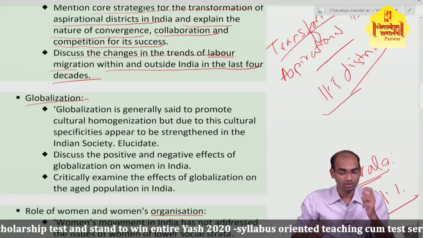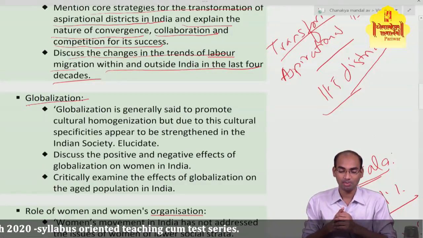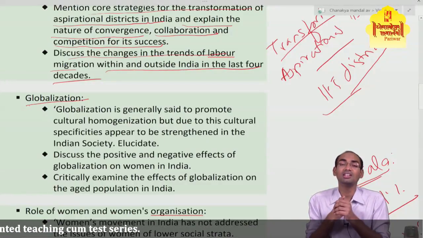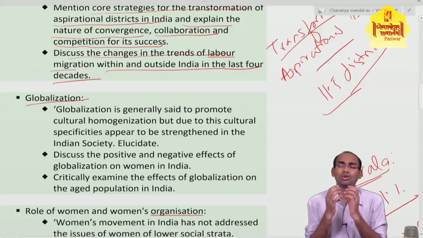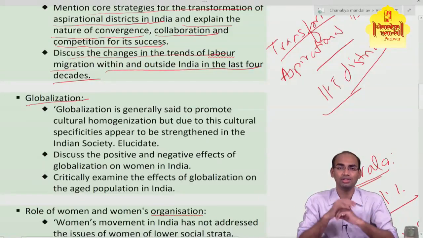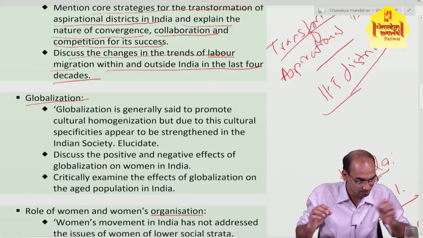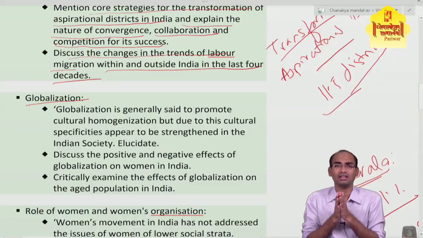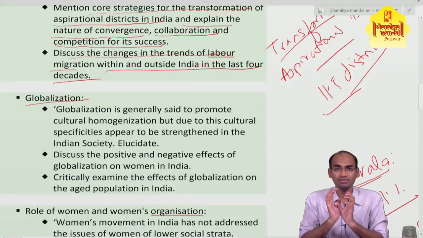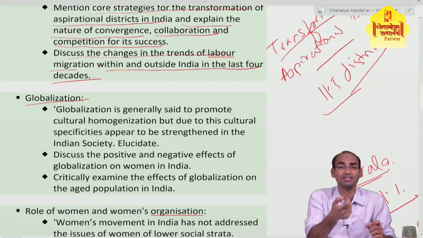So the question is: globalization is generally said to promote cultural homogenization, but cultural specificities appear to be strengthened in Indian society. Elucidate. It means globalization is all about creating a global village, bringing people together. But in spite of creating cultural homogeneity, Indian cultural specificities are on the rise.